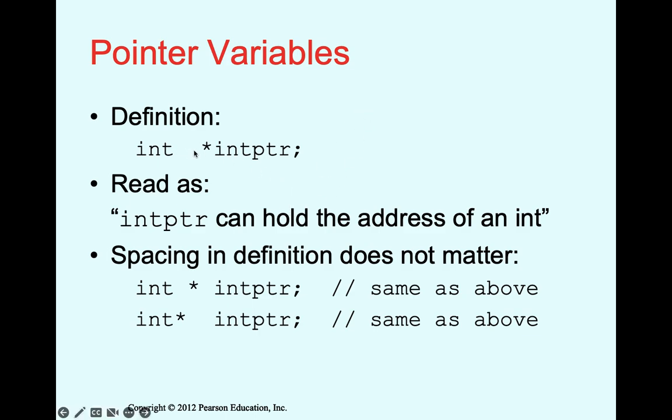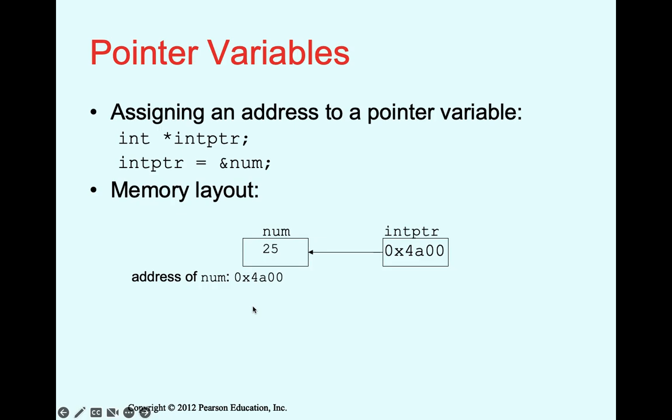You can write it like this, you can make the space before the star, you can make it before and after, you can make it after, all of them are correct. So let's see an example. If you want to assign an address to a pointer variable, so here we define a pointer variable, okay? And if you want to store an address in this variable, you write int ptr equals &num. &num will just take the address of the variable num.